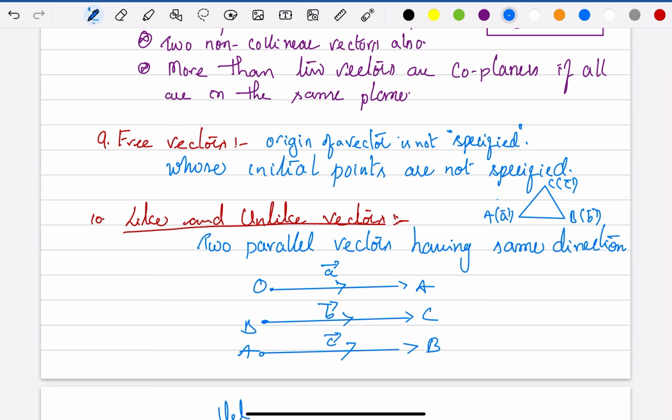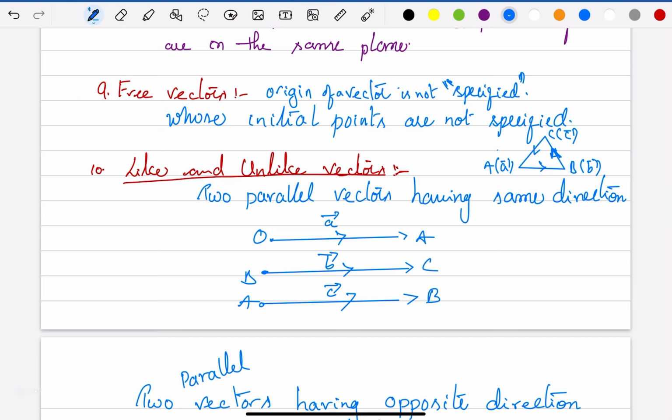Free vectors. The origin of a vector is not specified. That is called a free vector, whose initial point is not specified. For example, if you take triangle ABC, so this arrow, the origin of the vector is not specified from this. So that is a free vector.